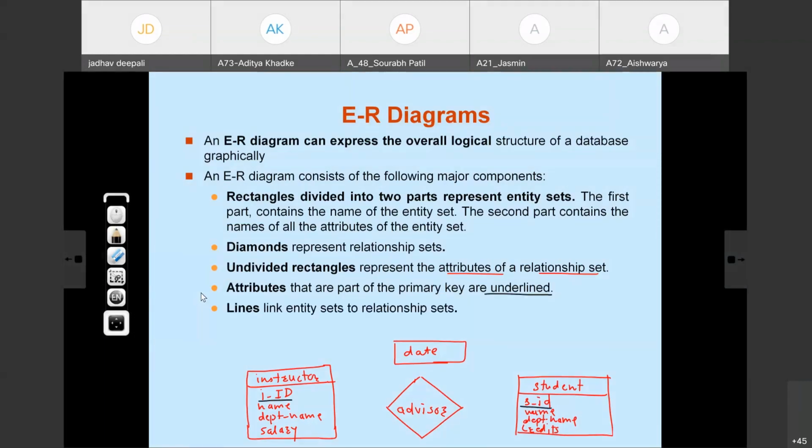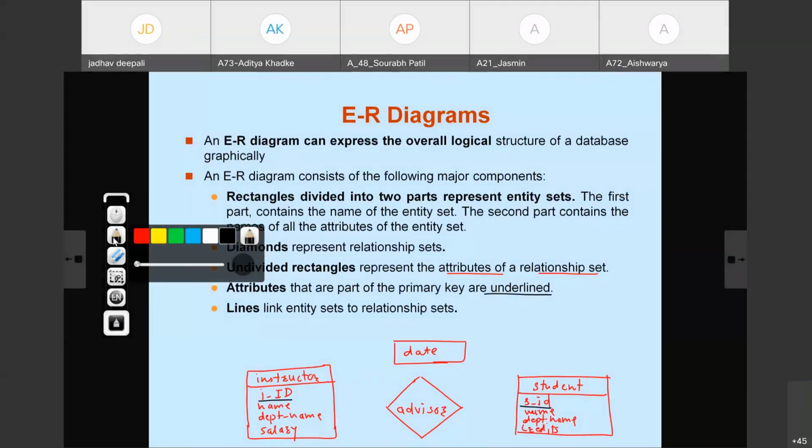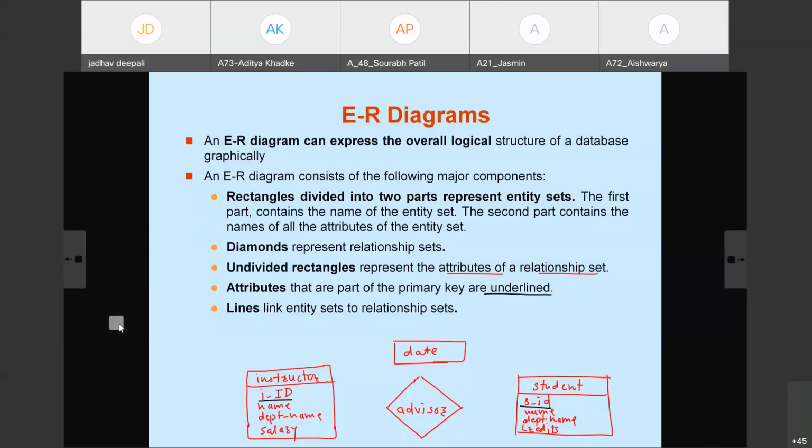Next, lines link the entity set to the relationship set. Solid lines are used to link the entity set with the relationship set. So this line and this line: what do they link? It links this instructor entity set with the relationship set advisor. It links this student entity set with the relationship set advisor.